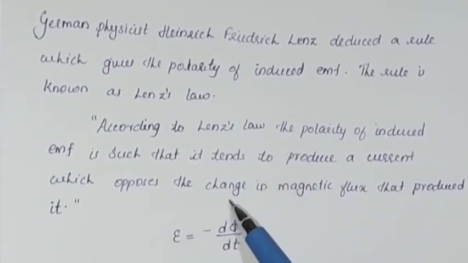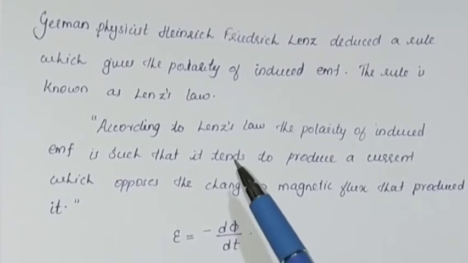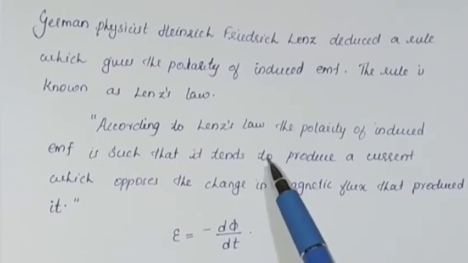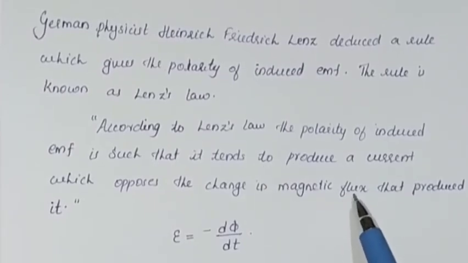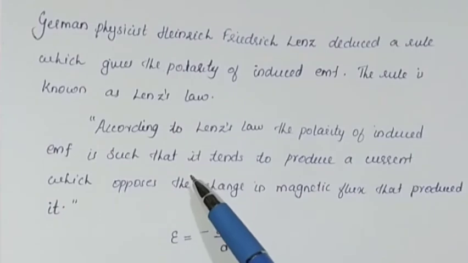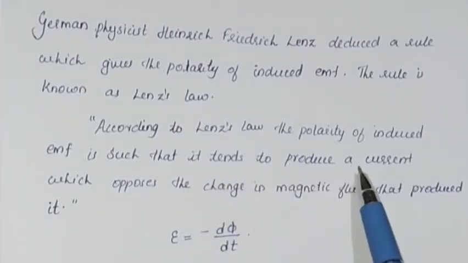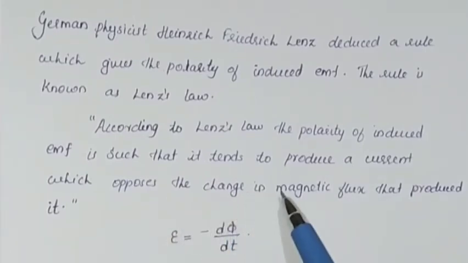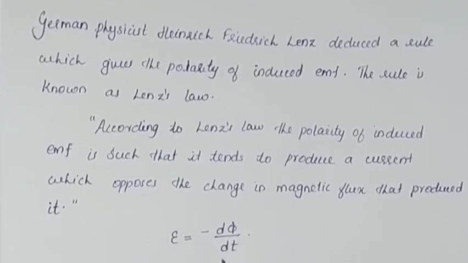That is, we have understood that a change in magnetic flux causes induced EMF through a coil. So the reason for induced EMF is a change in the magnetic flux. And according to Lenz's law, the polarity of that induced EMF is such that the current which is produced in the coil will have a direction that opposes the change in the magnetic flux. And that is the reason for the negative sign in the expression of induced EMF. The EMF induced produces a current that opposes the change in the magnetic flux.